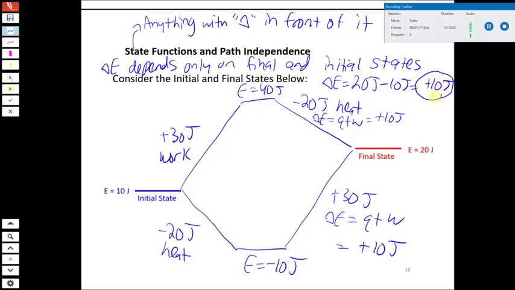So we're going to introduce one other state function next time that's a little bit more convenient than delta E, and get into some examples of how you measure that in an experimental setting.